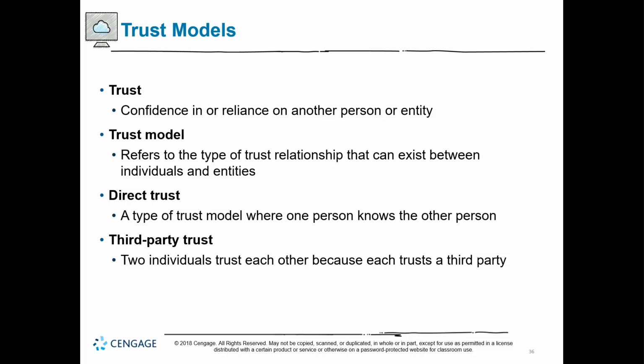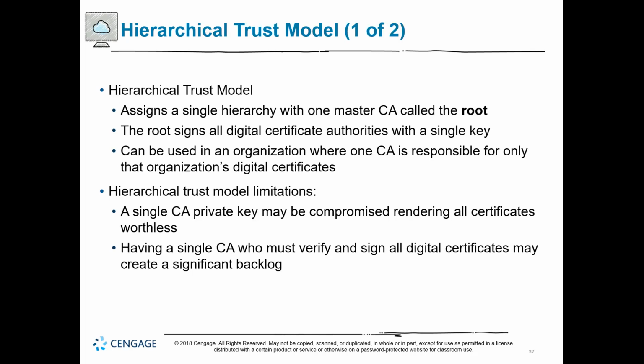Direct trust is a type of trust model where one person knows the other person. One entity directly knows the other entity. A third-party trust is where two individuals trust each other because of a trust in a third party. We trust VeriSign, so we trust anything that VeriSign signs. That's a third-party type trust. We trust Google, and we trust anything that Google signs is also a third party. However, when we trust Google and Google signs other Google things, we trust them because there's that direct trust.